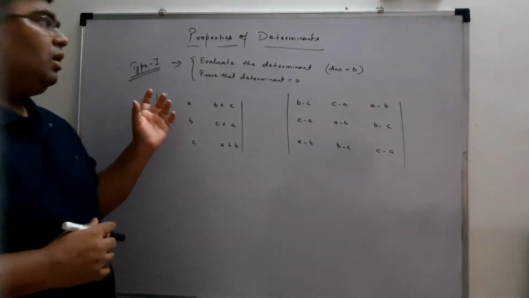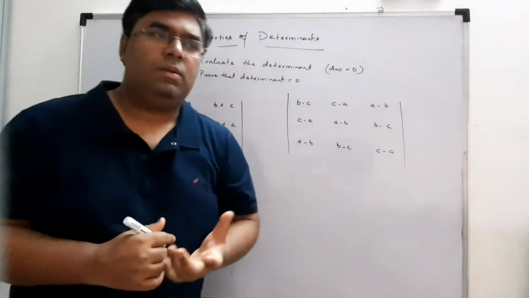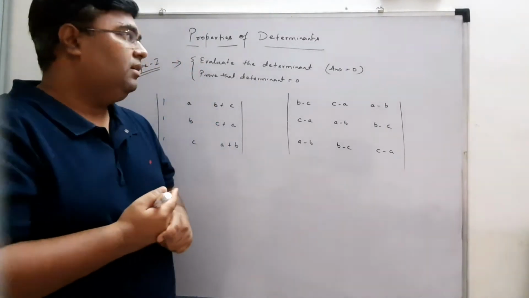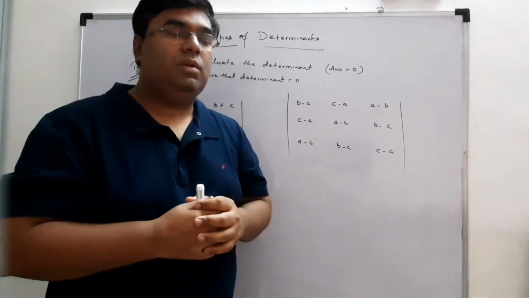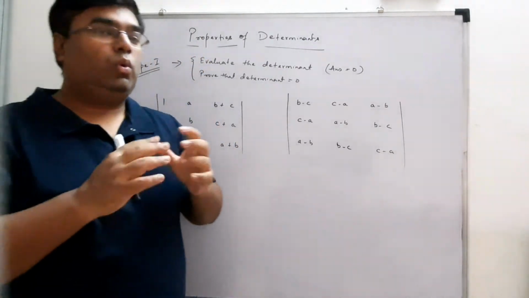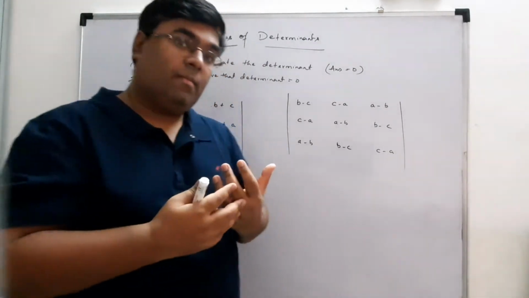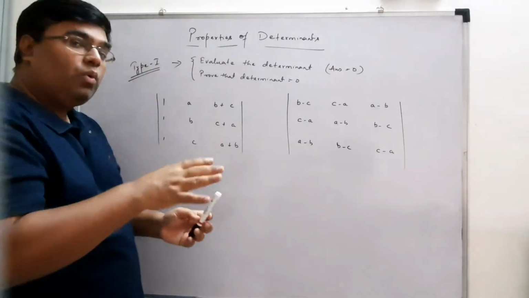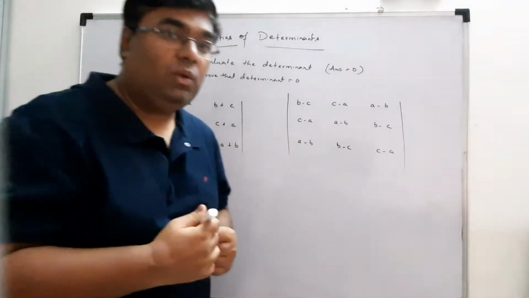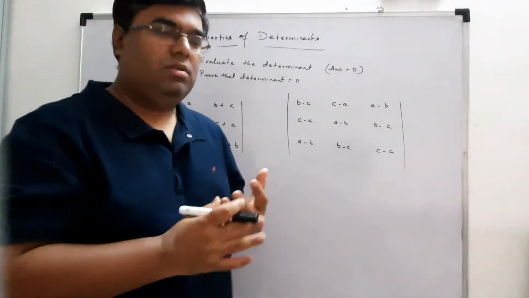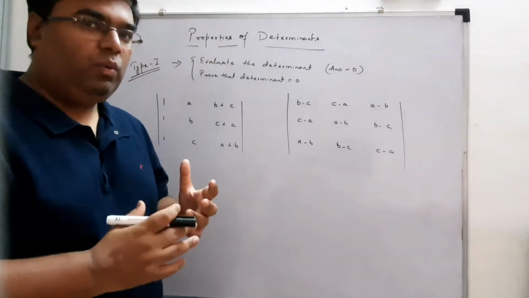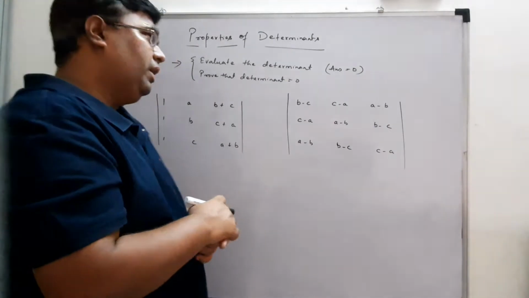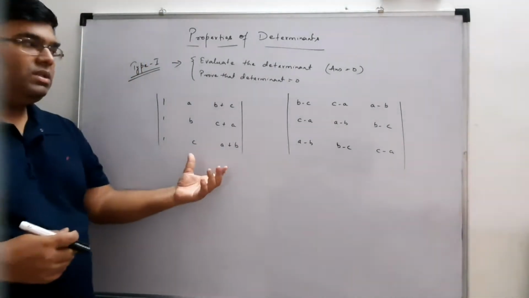Now if you remember the properties, in two properties we have seen that the determinant is 0. First, when two rows or two columns are identical, or if all the elements of one row or any one column are 0, then the determinant is also 0. So we will try to find the determinant using only those two properties. Let us see. I have taken two examples here.